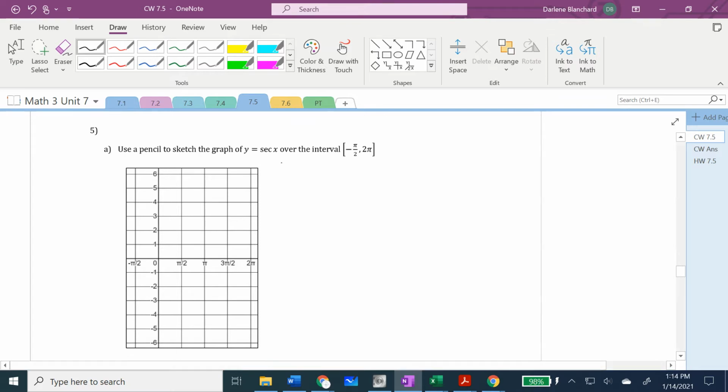Okay, secant. You want to remember that secant is the reciprocal of cosine. So when cosine is equal to 0, secant has vertical asymptotes. Also, you can do a very light draw of a cosine graph.